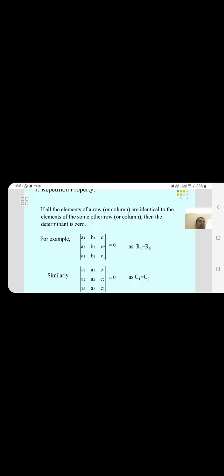So similarly, we can see in another example here. First column is A1, A2, A3. Second column also A1, A2, A3. Third column is C1, C2, C3. Then its determinant is 0, as the first two columns are equal. We'll move to the next slide.